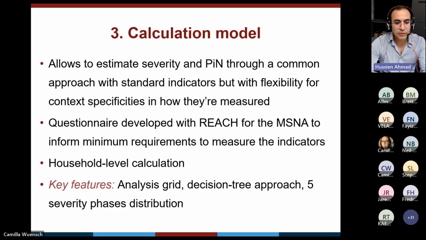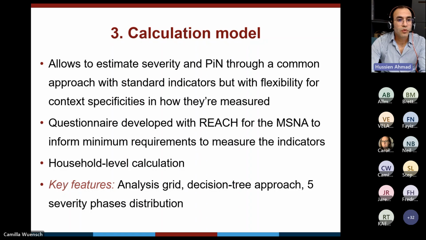Starting from these three pillars, we have adopted a calculation model to estimate the severity at household level, and from severity at household level, we calculate the PIN. People in need will be the people who are facing severities 3, 4, and 5. This will allow us as well to calculate the area-level severity, and from there we will have the full shelter analysis.